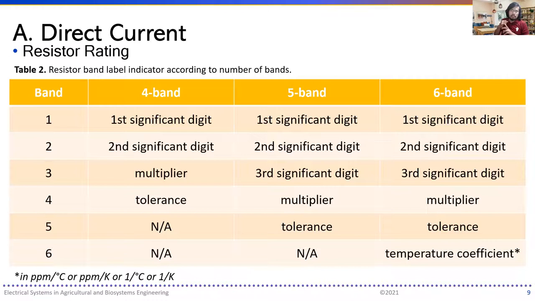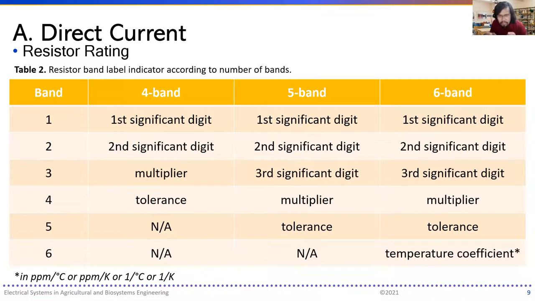First, to determine where you must begin, read the first band. Since it can be confusing, locate a gold or a silver band. If one of the outer bands is either gold or silver, begin with the band at the opposite end as the first band. Number two, if there are neither gold nor silver bands, locate the band that is nearer to the edge of the resistor. That should be the first band to read.